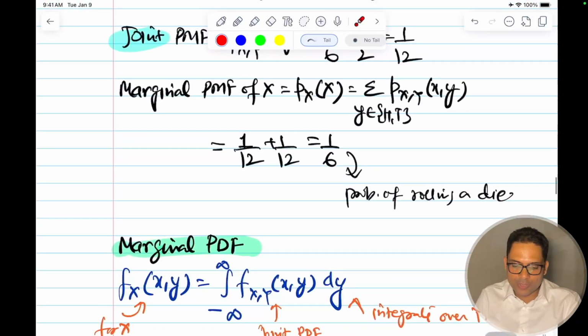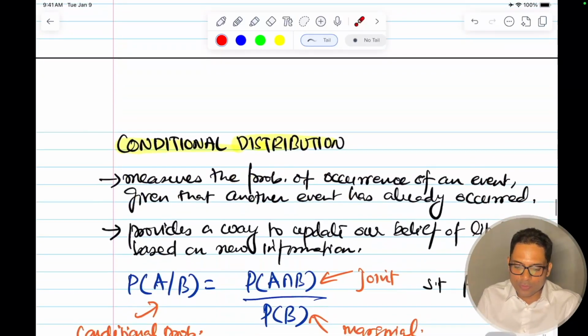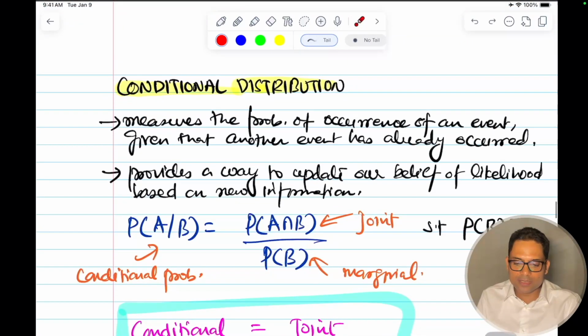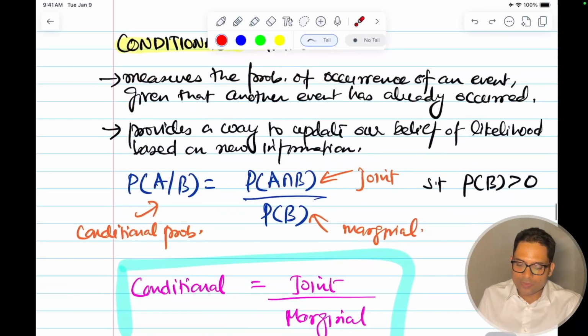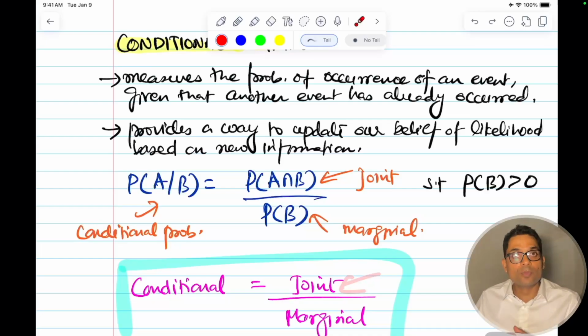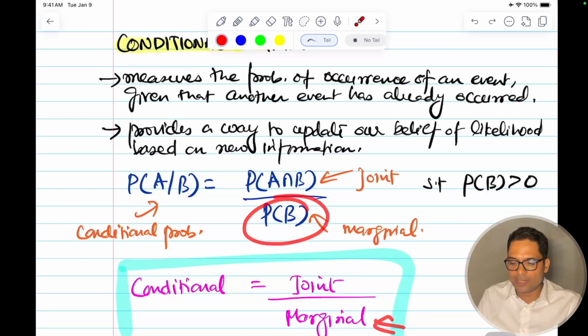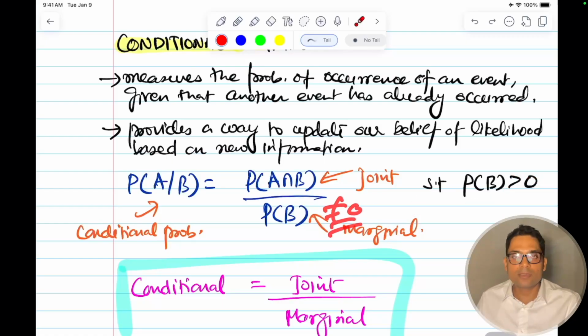Then we saw it using an example and we did all the discrete and continuous cases, then we moved to conditional distribution, which measures the probability of occurrence of an event given that another event has already occurred. And we know this formula already. From this we formulated that conditional probability is equal to joint probability by marginal, because joint is the combination, the and of two probabilities, and marginal is the individual probability. And remember that the denominator should not be 0. This should always be greater than 0, because division by 0 is undefined.